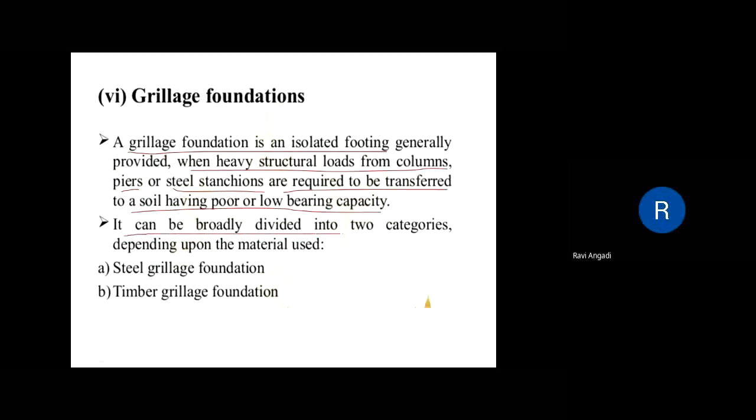It can be broadly divided into two categories depending upon the material used. And remember, grillage foundations are provided when heavy structural loads are to be transferred through the columns to the footings. In that case, a grillage foundation needs to be provided. So when the load is to be distributed over a wider area, depending upon the material, grillage foundations are of two types: steel grillage foundations and timber grillage foundations.